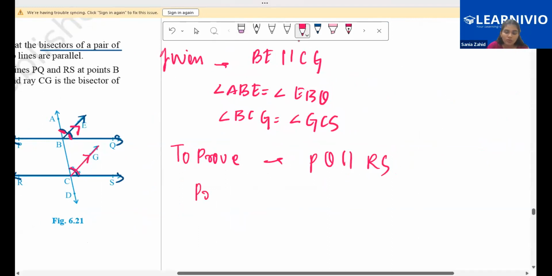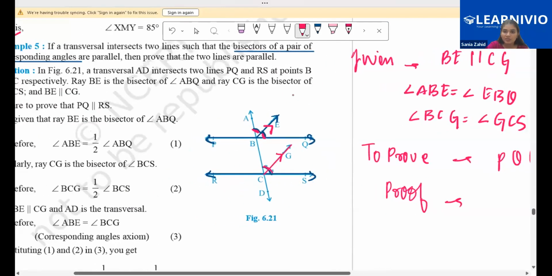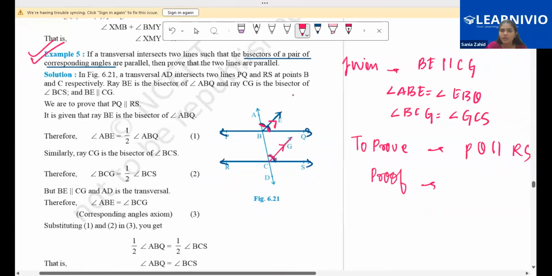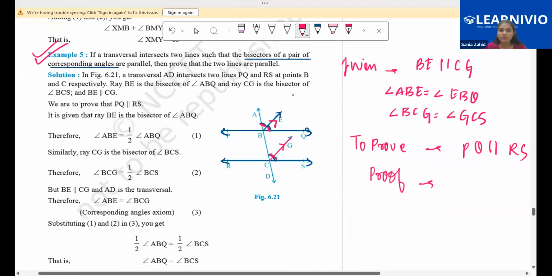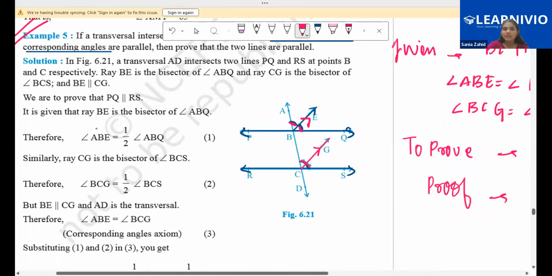So now we will come to the proof part. First, tell me, children, this part did you understand? Did you understand what is the question, what is given in the question, and then what we have to prove? Clear? Now we come to the solution. So first of all, children, you can look at this solution only. It is given to you that this BE line is bisector.